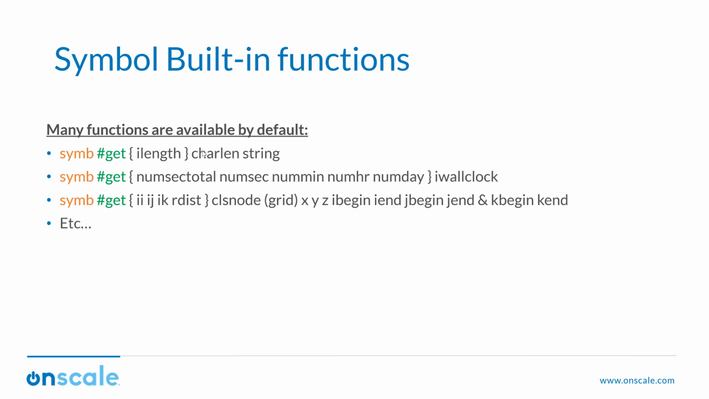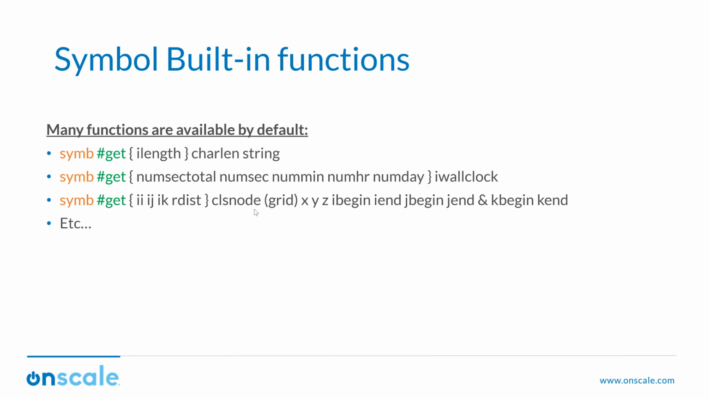So this function charlen is actually taking the string here, which you give it as an input, it calculates the length of this string and returns it into the iLength variable. So it creates a symbol variable iLength, which is the length of this string. You have many functions available. The second one, for example, iWallClock, will give you the time your script is taking to execute. So if you want to measure the time in your script, you can use this.